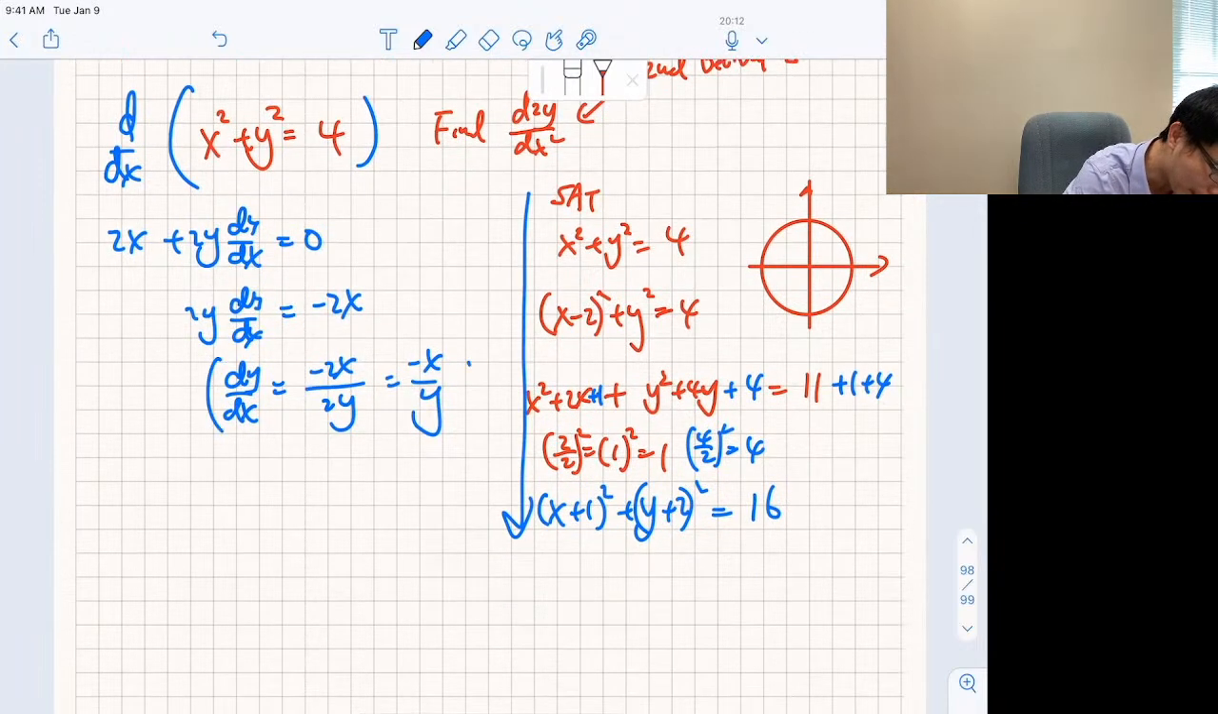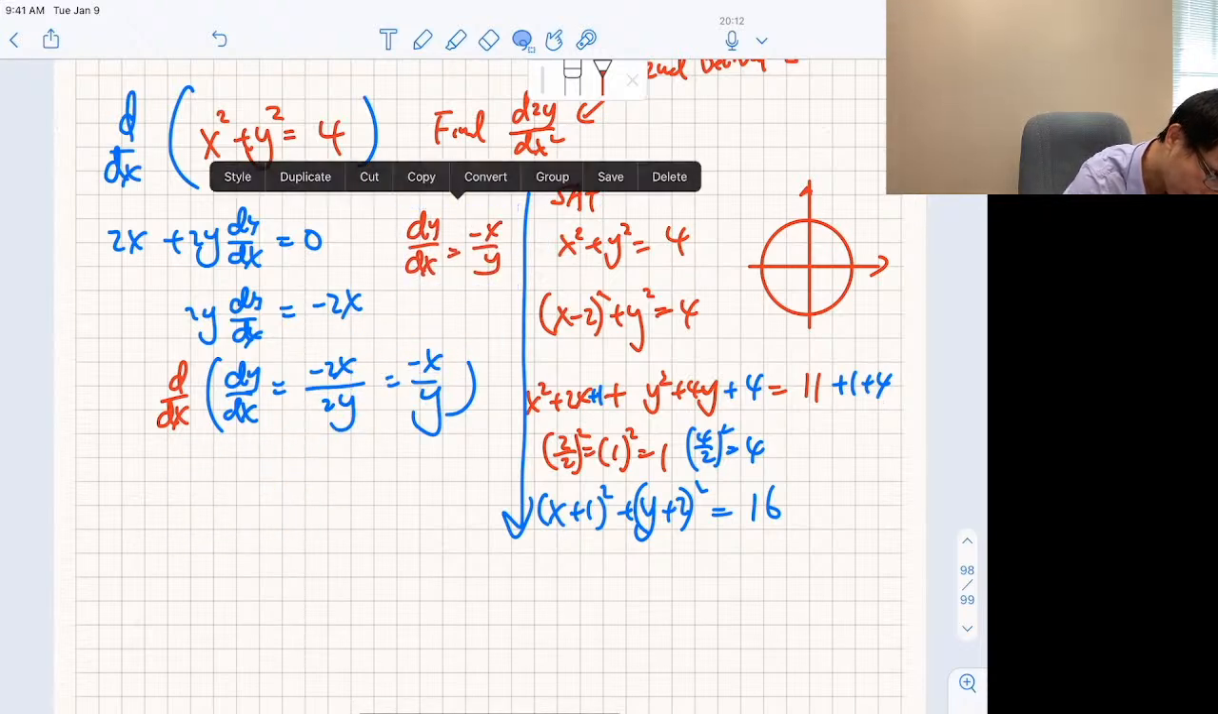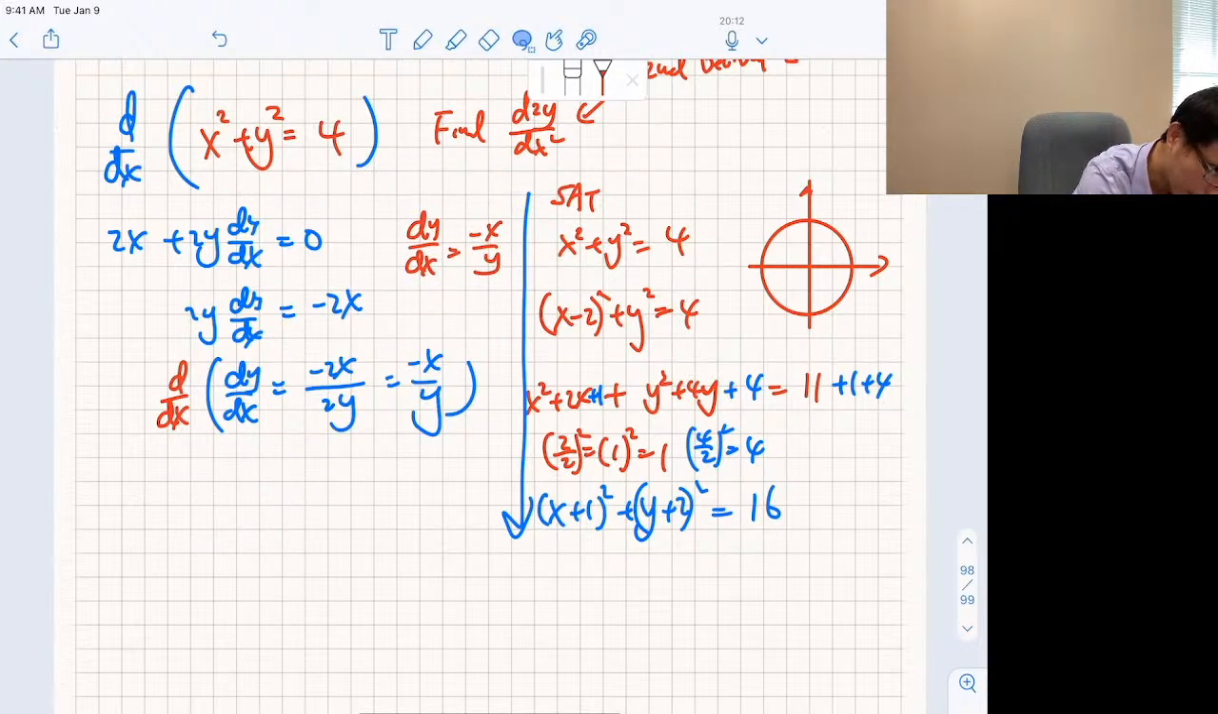So now we're going to do a second derivative, which is d/dx again. Now remember that dy/dx is equal to negative x over y. This one here, I'm going to use later too, so don't forget about this, and don't forget about this as well. We're going to use this second box later. Okay.